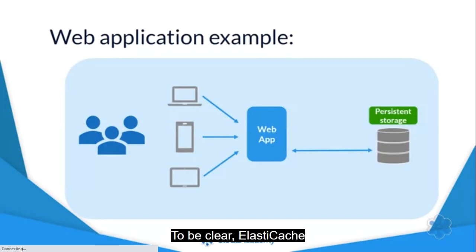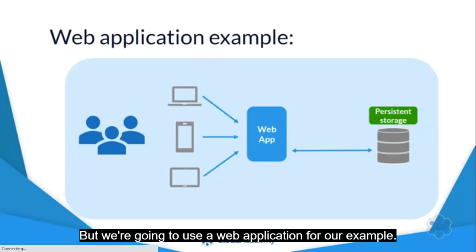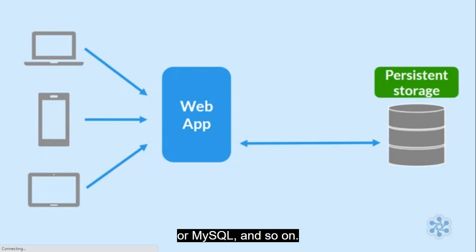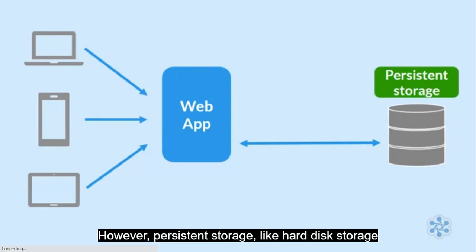To be clear, ElastiCache is not just used for web applications. It can be used for any application that can benefit from increased performance using in-memory cache. But we're going to use a web application for our example. A common scenario is to have a web application that reads and writes data to persistent storage like a relational database or NoSQL or MySQL and so on. However, persistent storage, like hard disk storage, tends to experience some fluctuations in latency as each piece of data needs to be written to or retrieved from a permanent media store. This can affect overall performance.